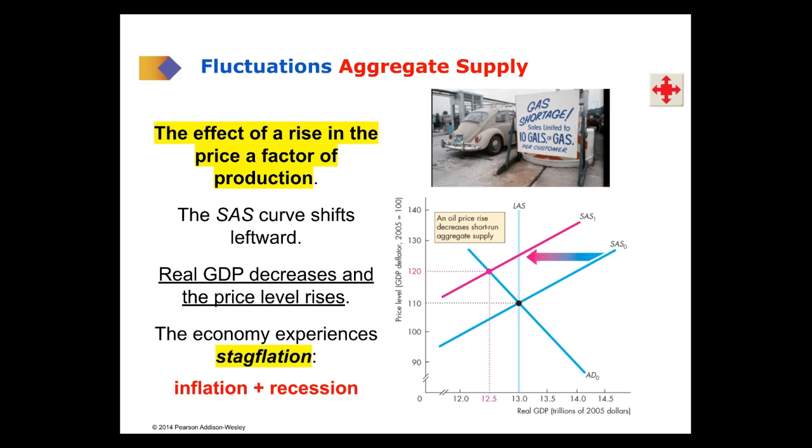and recession. And so here we use the ADAS model to explain a macroeconomic event that happened in the economy, this combination of inflation and recession that we called stagflation that happened in the late 1970s.